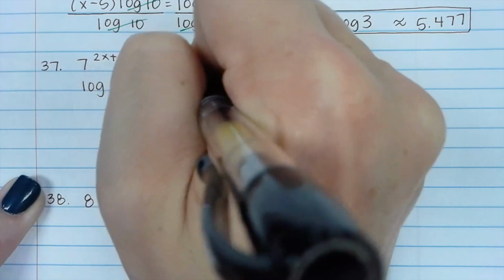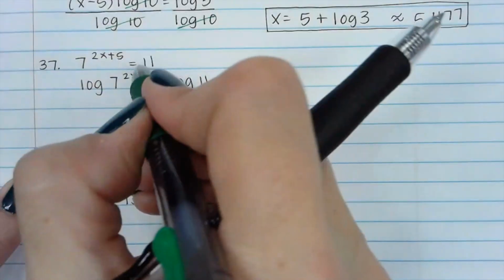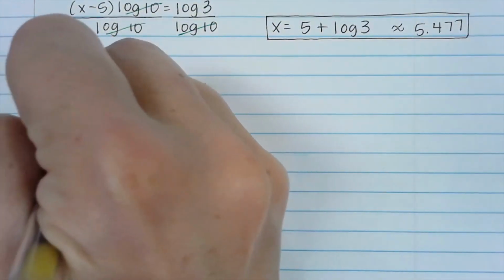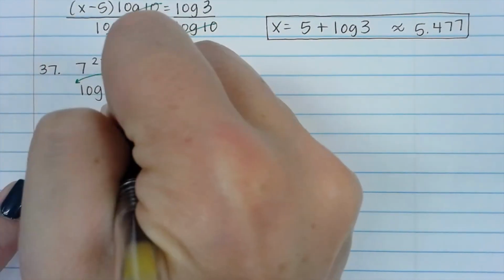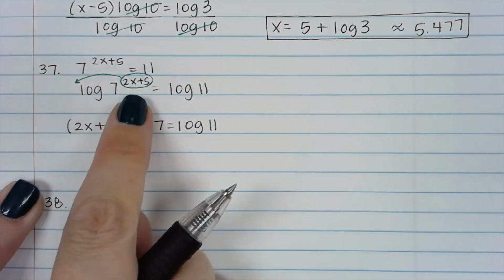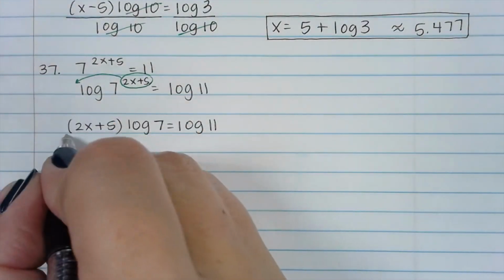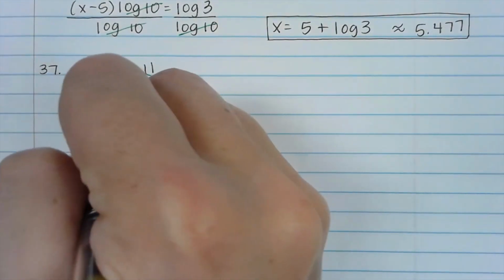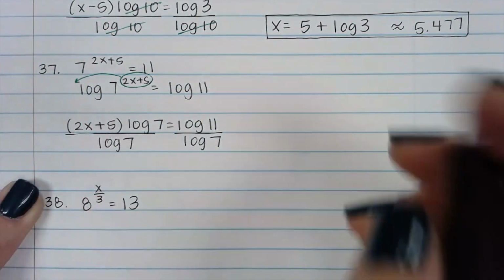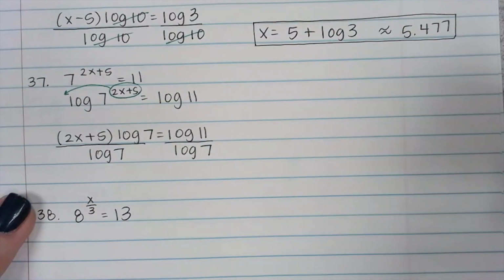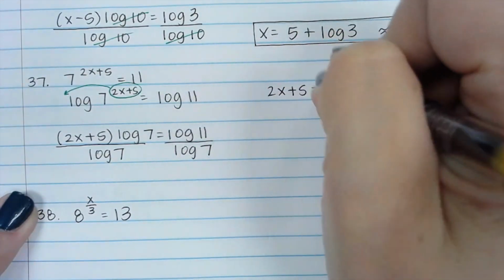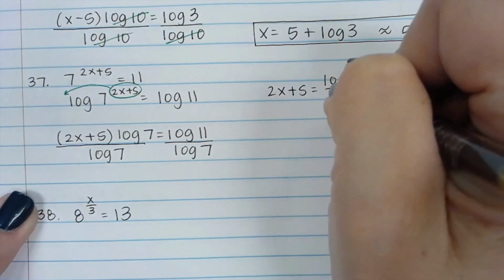So I'll take the log of both sides. And then right here, it'll flip out front. Remember, when it flips out front, you want to put it in parentheses just for the time being. So I flip the exponent out front, and then I'll divide both sides by log 7. That'll make this come over here. And so this problem does have a few more steps that I need to do to finish. Let's see. 2x plus 5 is equal to log 11 divided by log 7.